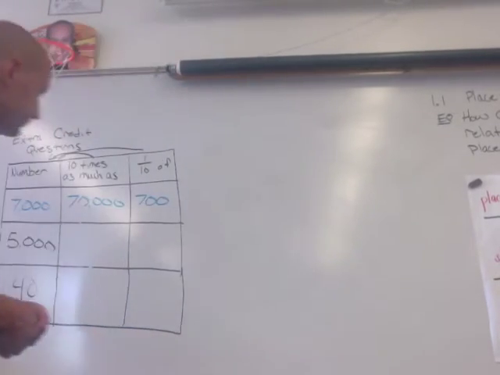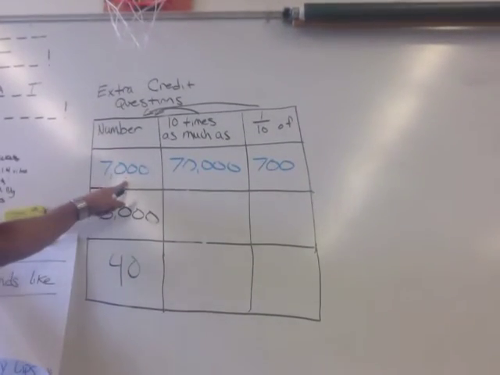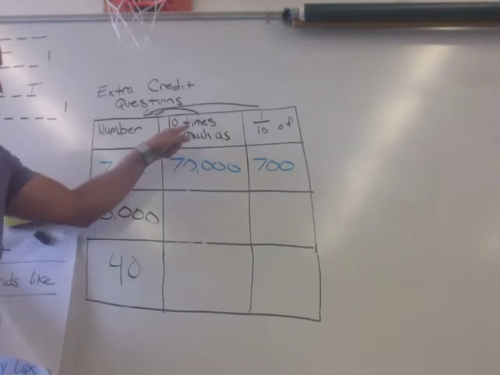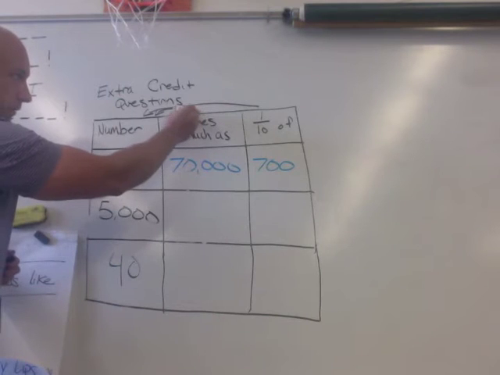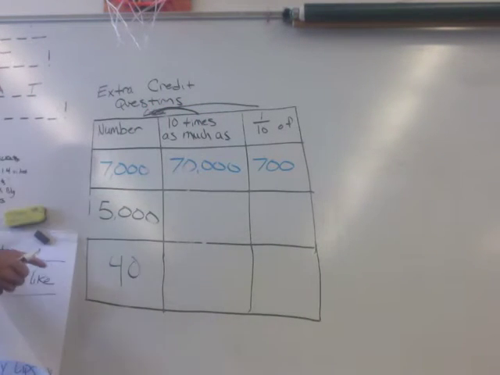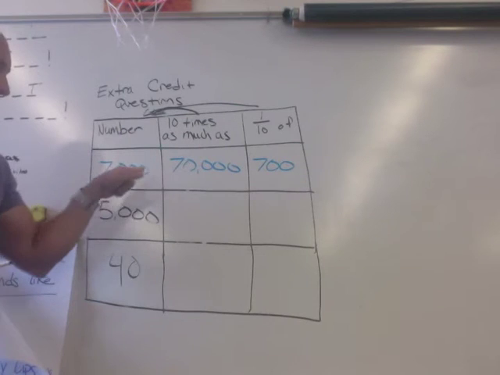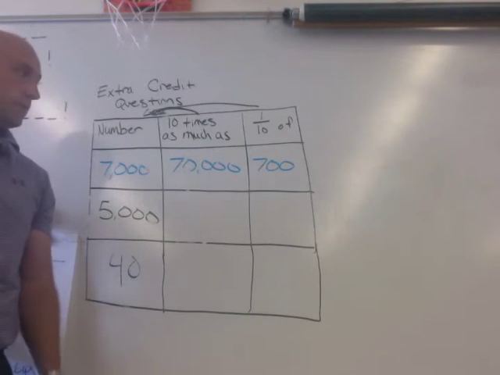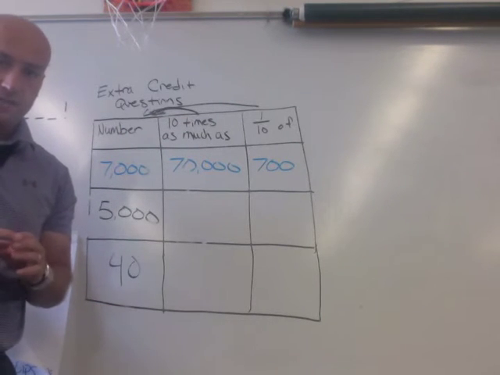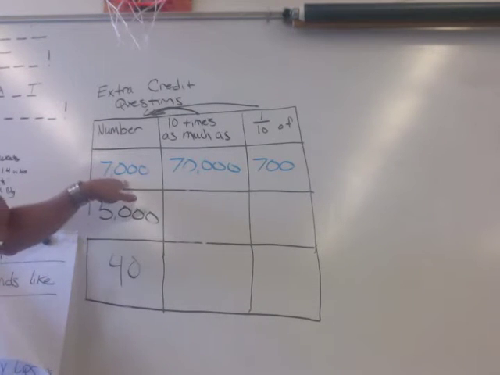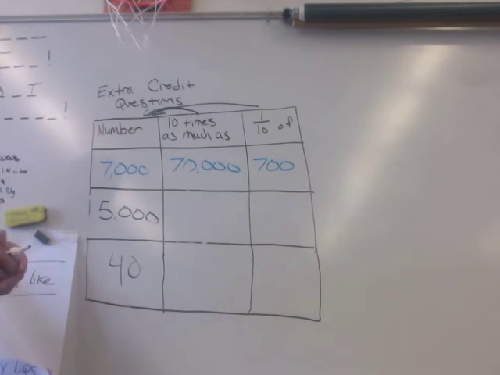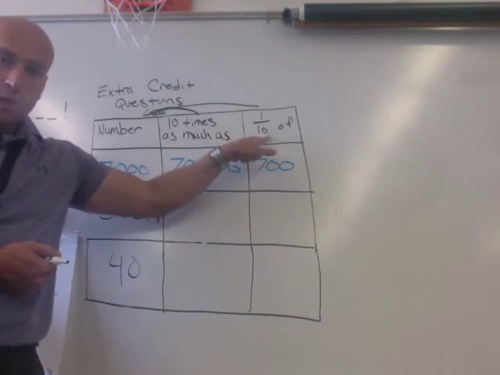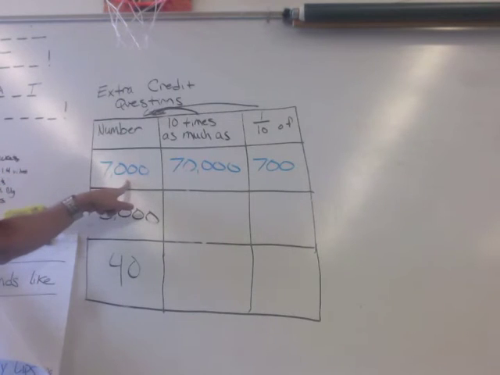It'll give you a number, like the number 7,000, and it'll say, what is a number that is 10 times as much as 7,000? So it always is referring back to the number. So 10 times as much as 7,000. Well, we talked about multiplying today, and when you times something by 10, all you do is add a 0, right? So if we have 7,000 and we times it by 10, we just add a 0, and we get 70,000.